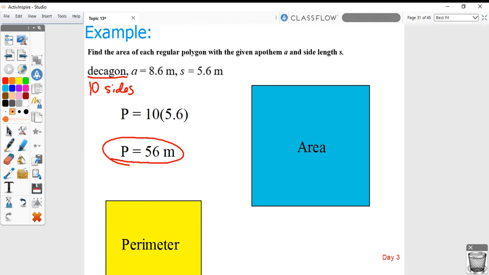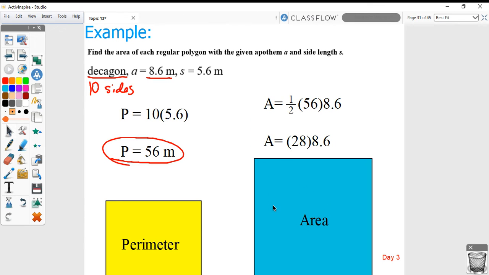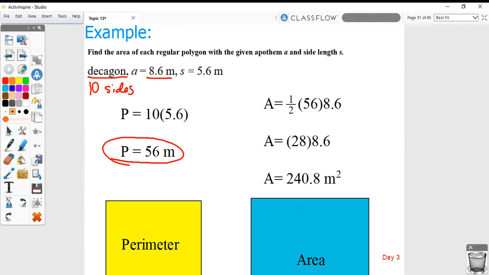That's going to be important stuff because when we plug that into our formula, it's 1/2 times that perimeter times our apothem length. Remember that your apothem is 8.6 meters. All right. We plug all of that in, cut the 56 in half, and then multiply it. Again, you can put that into the calculator in any order that you want to, and it would still work. Okay. There's our final answer for the area, 240.8 square meters.